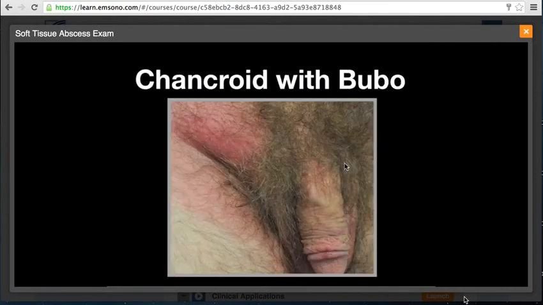Let's take another look at this patient again. Here's the area that's markedly erythematous and swollen. It's above the inguinal fold here. You can see some erythema in this region here. If you look, there's also this area on the glans of the penis here.